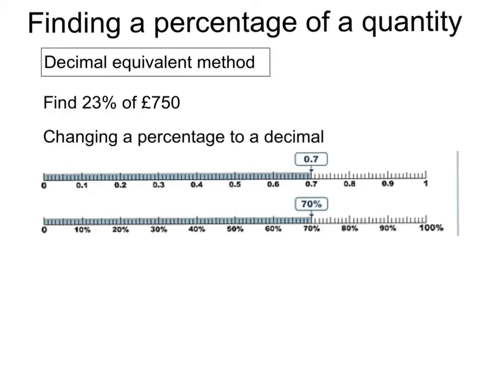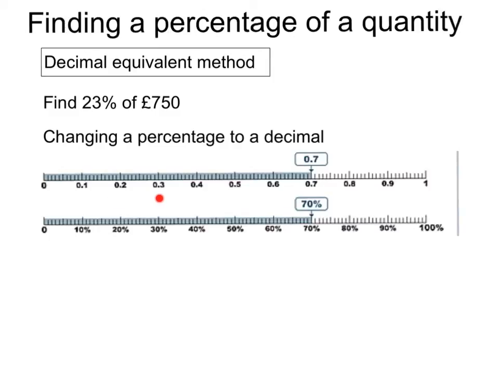So in this lesson we're going to work on finding a percentage of a quantity, and we're going to use the decimal equivalent method. So our question is, find 23% of £750. So to do this we need to change the percentage to a decimal.